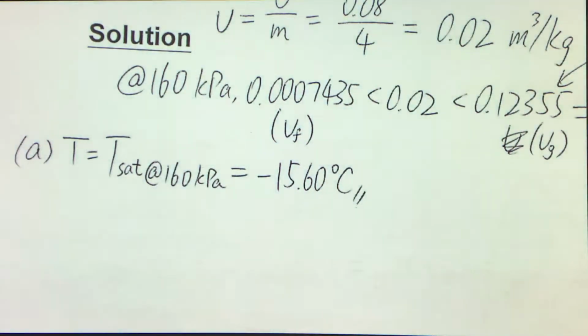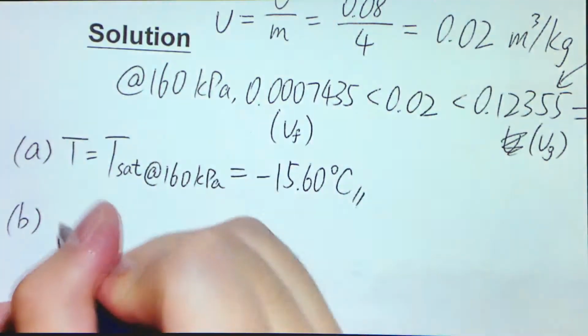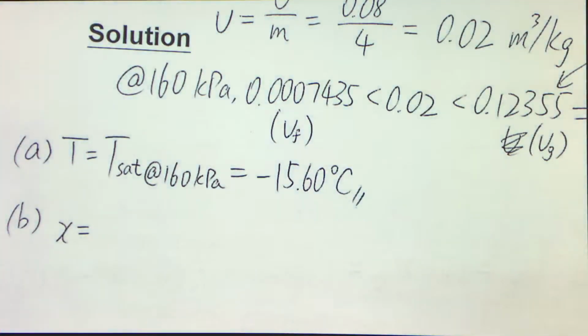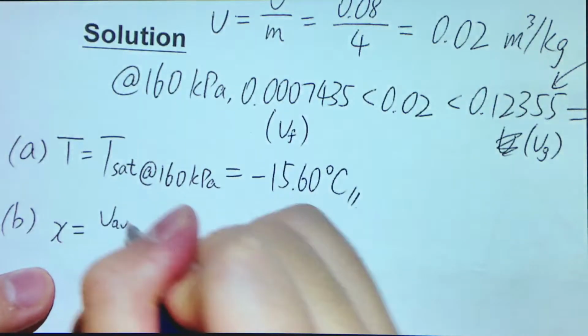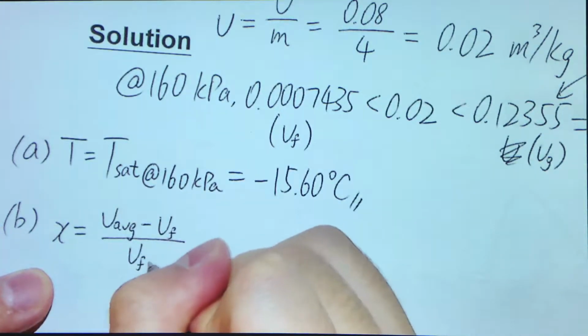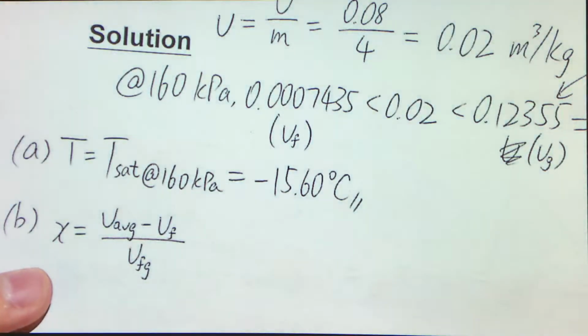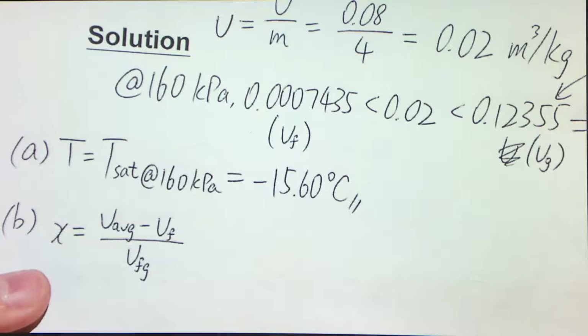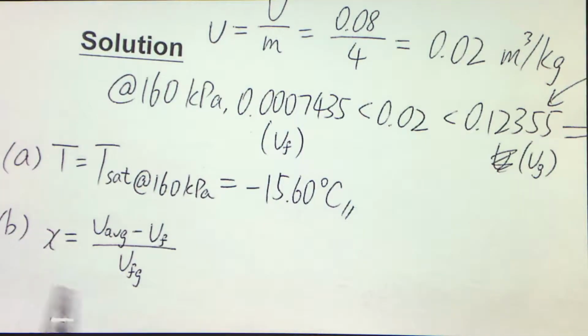Part A done. Okay. How about part B? We need to find out the quality. What do we mean by the quality? Quality is given by the V average minus Vf divided by Vfg. This is the formula that we have derived. Because we have derived V average equal to Vf plus x Vfg, we can make x the subject. So we will have this term.